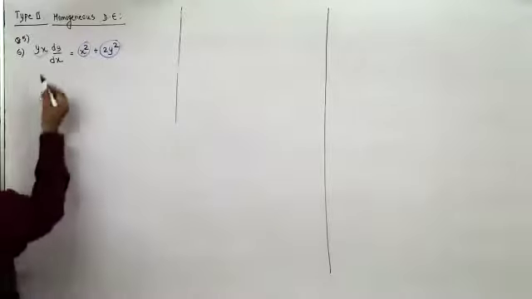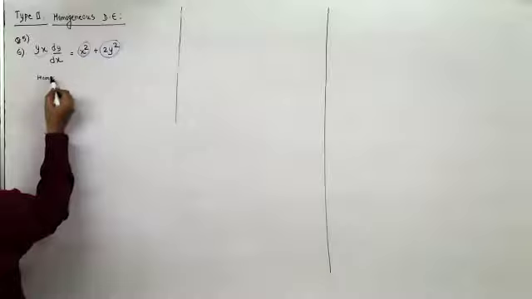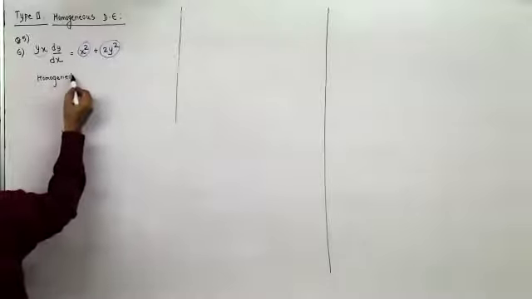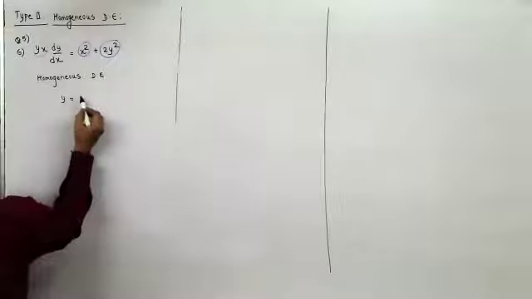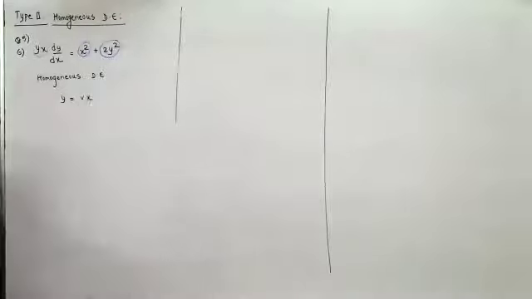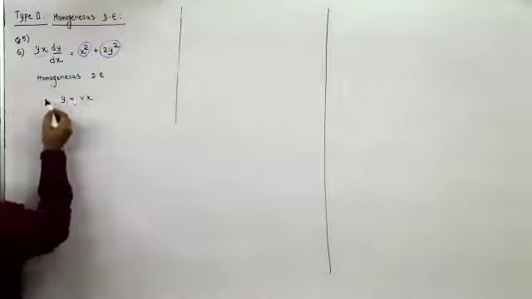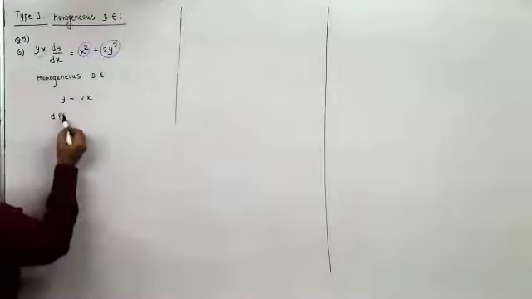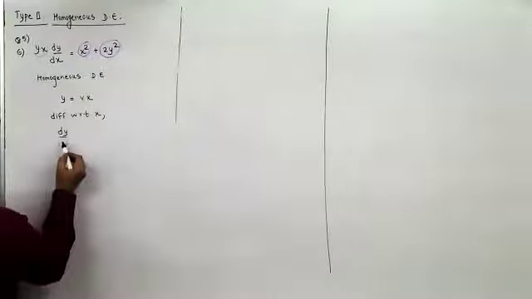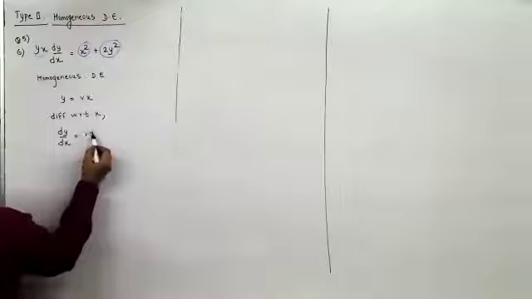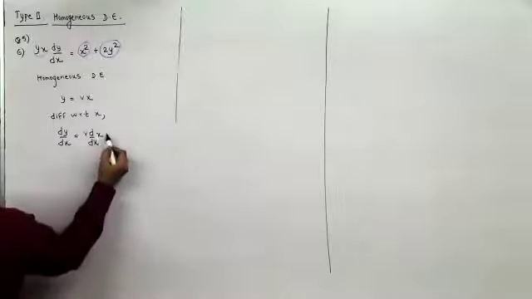Now, since it is a homogeneous differential equation, therefore, we take the substitution y equal to vx. Now, remember, I'm going to write this only once and show you how you go about the sum. Now, y equal to vx, differentiate with respect to x, you get dy by dx equal to v into derivative of x plus x into derivative of v.